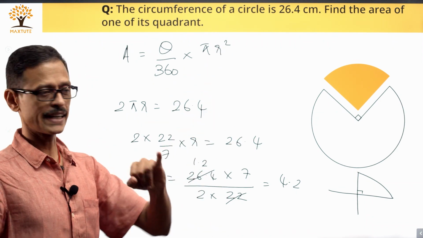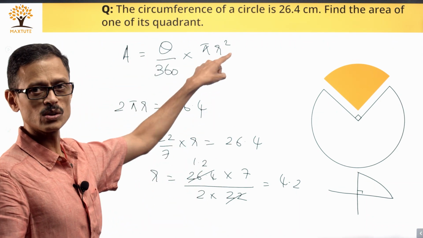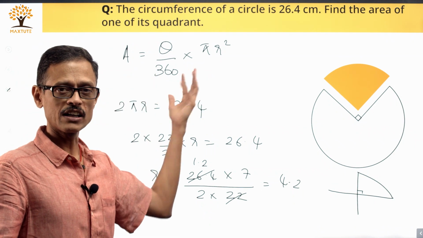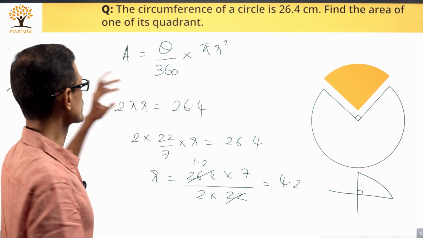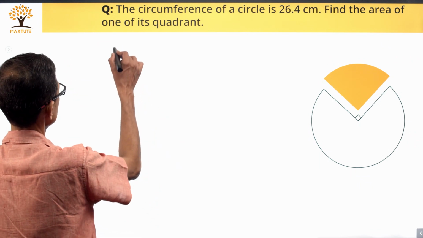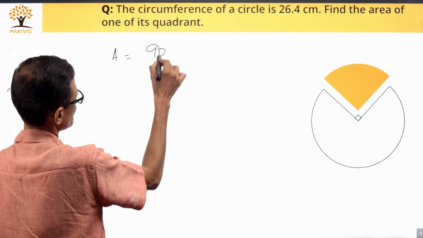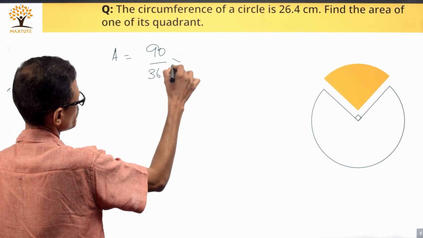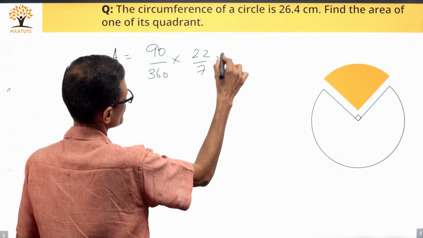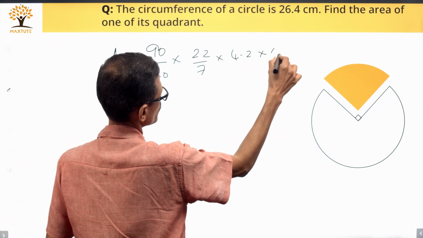Step 1, we have found out the radius. Theta is known to us, r is now known to us. Take the value of pi to be equal to 22 by 7. Let's find out the area of this sector or the quadrant. So area is equal to 90 divided by 360 times pi, which is 22 by 7, times 4.2 times 4.2.